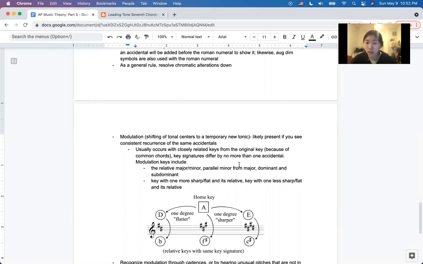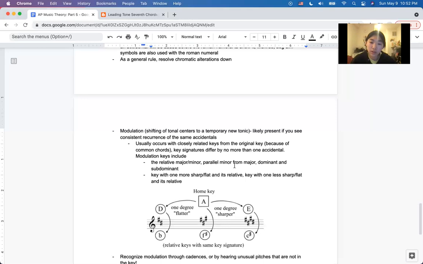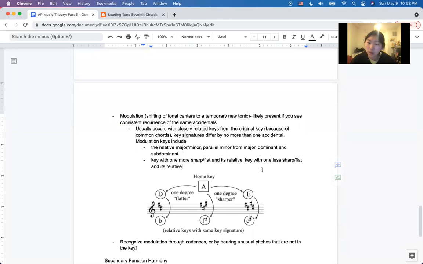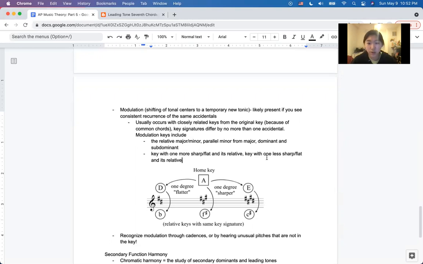So modulation keys usually include the relative major or minor, the parallel minor from major, the dominant and the subdominant. Remember, that's just the fourth and the fifth from that. Or a key with one more sharp or flat and its relative major or minor, and a key with one less sharp or flat and its relative major or minor.